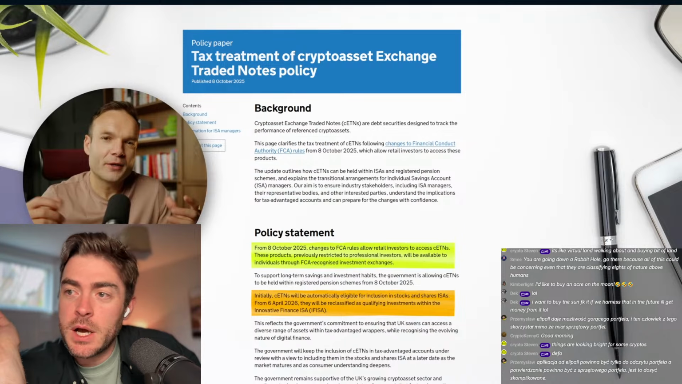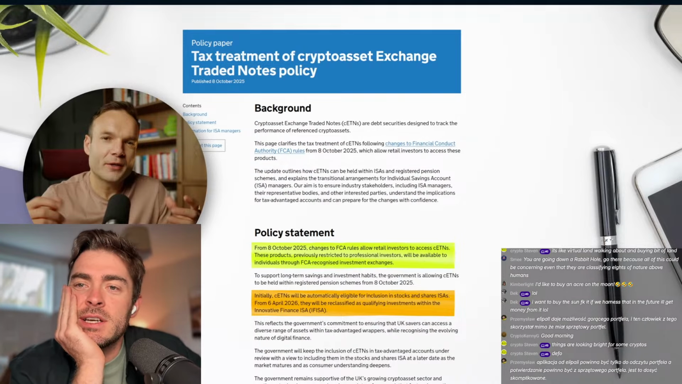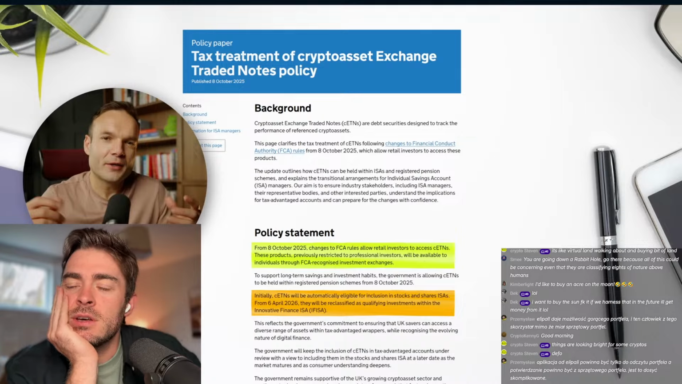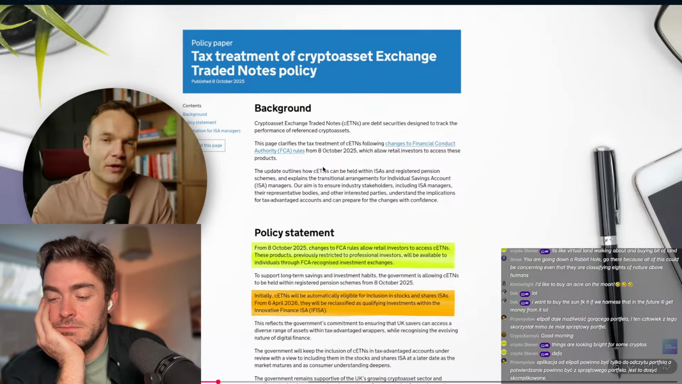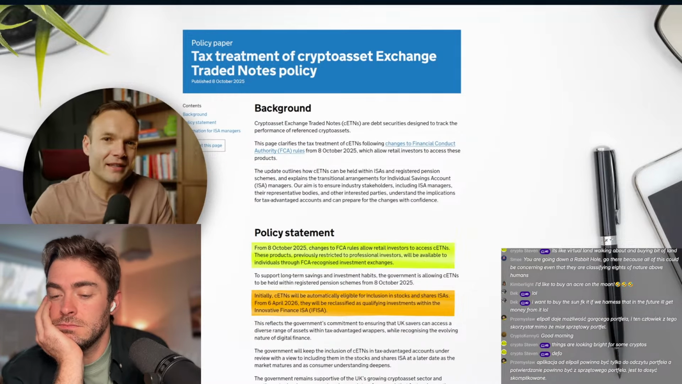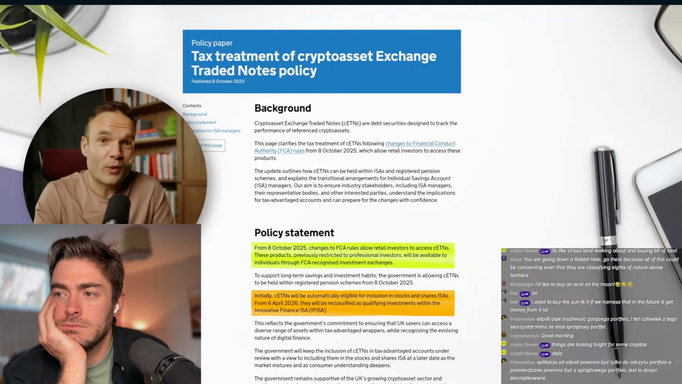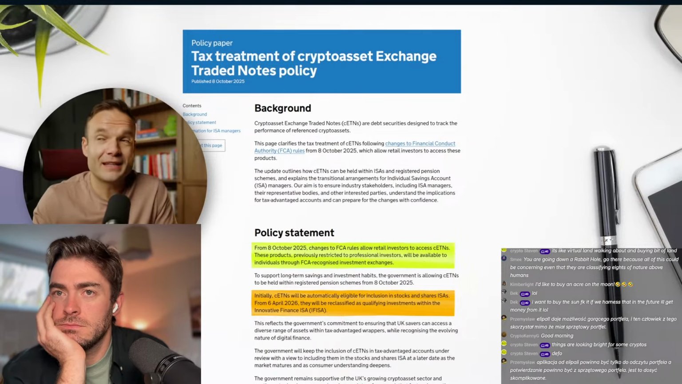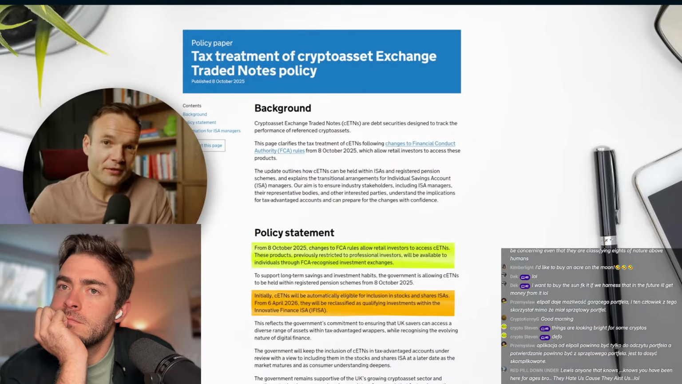And I'm also confident that this will extrapolate out to the other assets once they've kind of passed the test, I guess. Wow. As it stands right now, you've got until April the 6th, 2026 to make your investments into crypto ETNs before they decide to change the way they're classified and only permitted into the Innovative Finance ISA. Now, this to me makes no sense whatsoever, and I think it's just going to cause a lot of confusion.